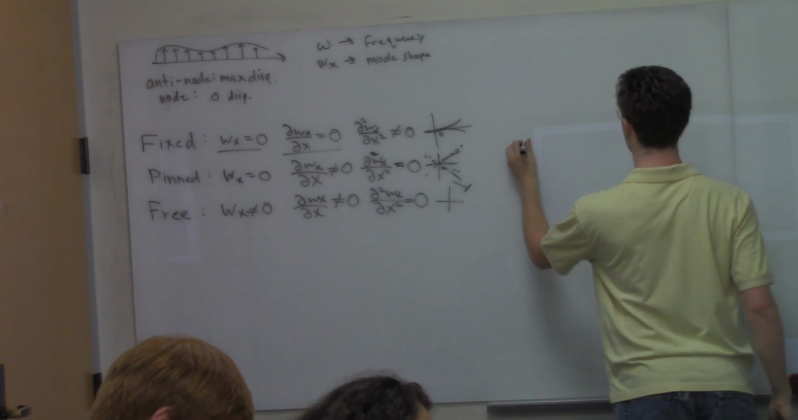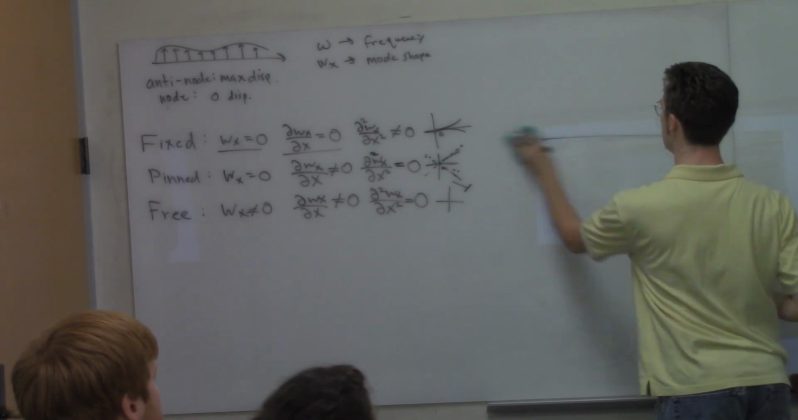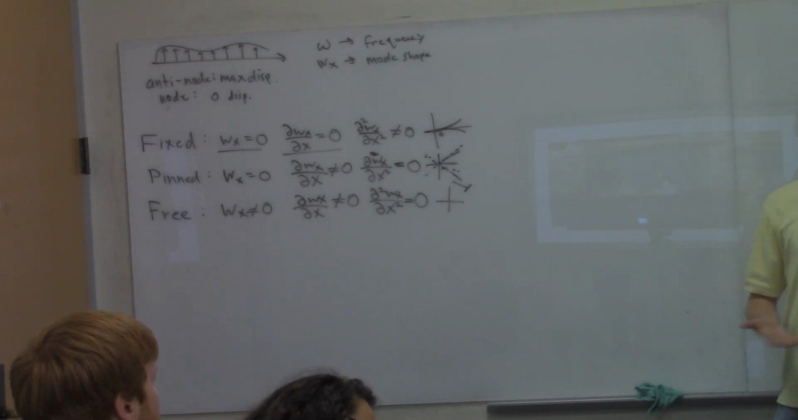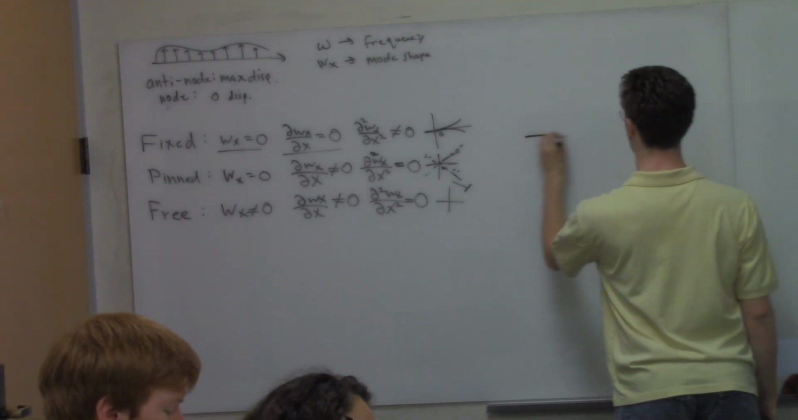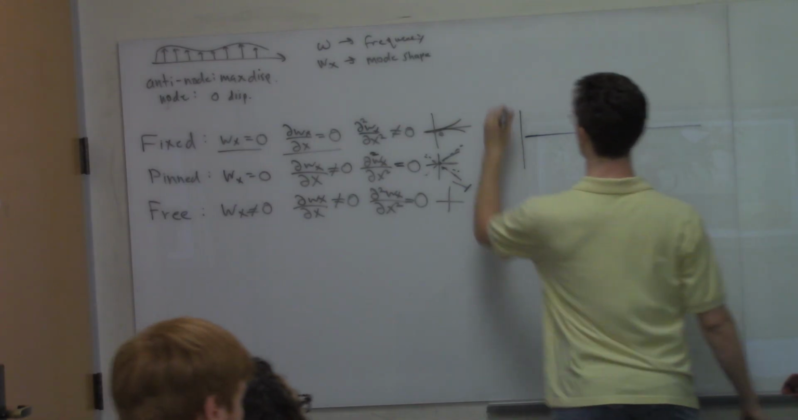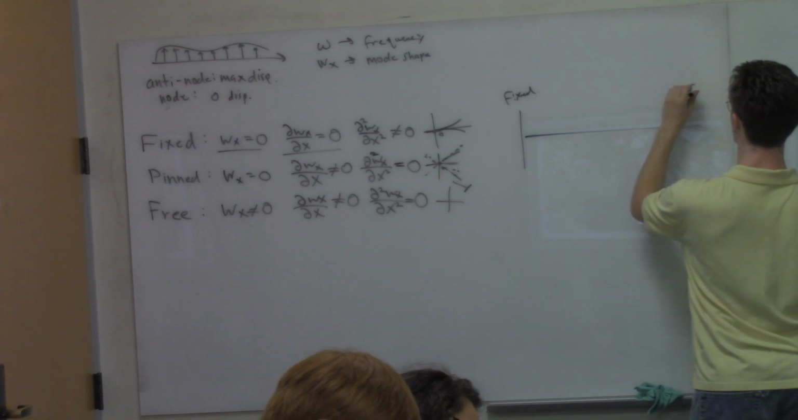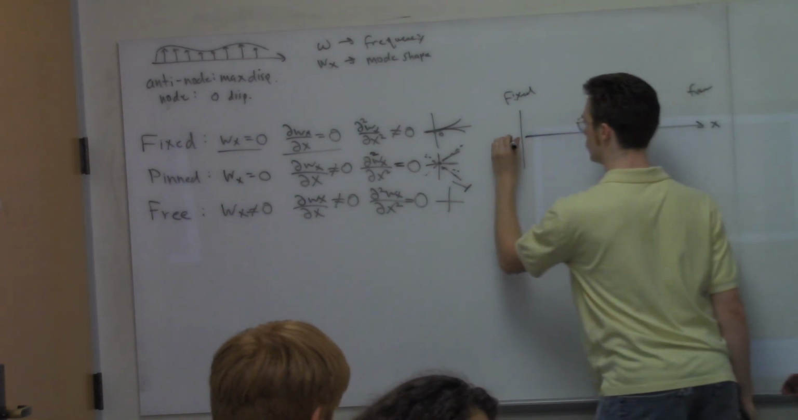So you're going to be counting half periods for fixed. Okay. Somebody give me a boundary condition. Like fixed, free, fixed, whatever. Just fixed, free. Okay. We're going to assume that this is the fixed end, and this is the free end. Okay, and this is x, this is 0.